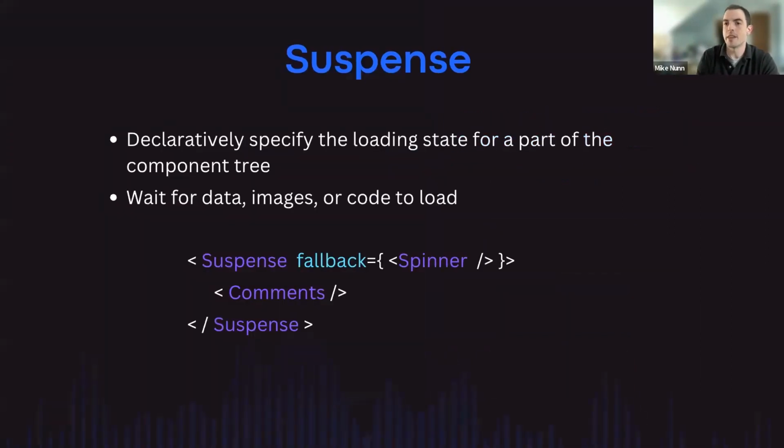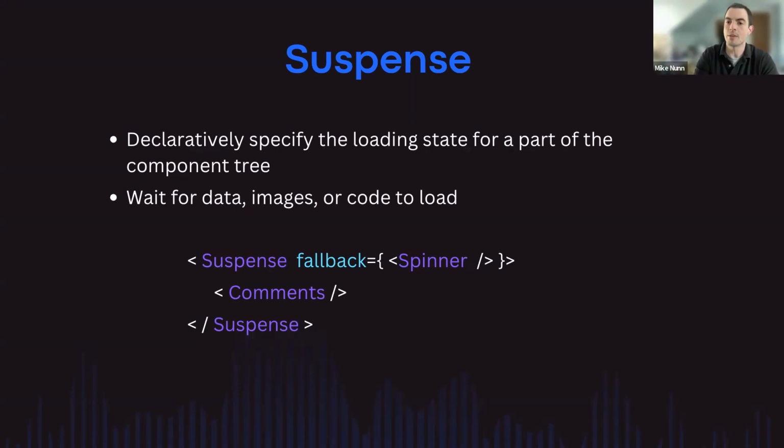Suspense is a feature that lets you declaratively specify the loading state for a part of the component tree if it's not yet ready to be displayed. Essentially, it allows components to interrupt or suspend rendering in order to wait for some asynchronous resource, such as data, images, or code to be loaded.